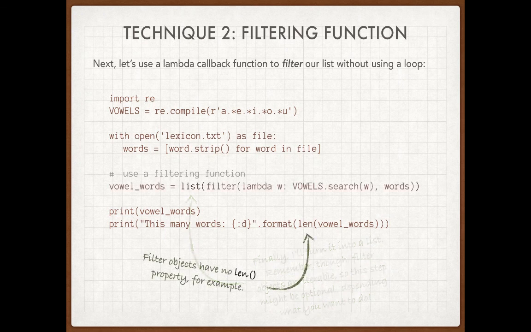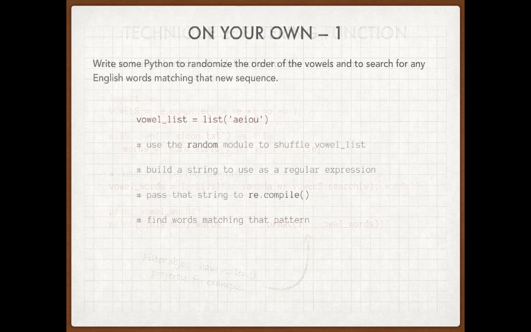But here, for example, I'm calling the length function. I want to know how many words are in there. So filter objects have no len property. So here, if I want to know just how many there are, I do in fact need to convert that into a list so that I can send it to len. But this is how I could do that all in one line by using the filter function and sending to filter a callback function, which is a little tiny lambda function. So I'm going to leave that one to you. You can work on that one on the command line.